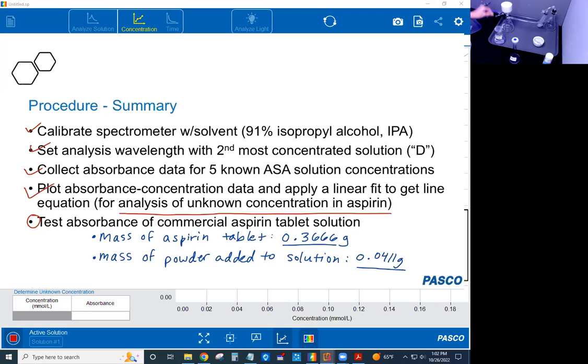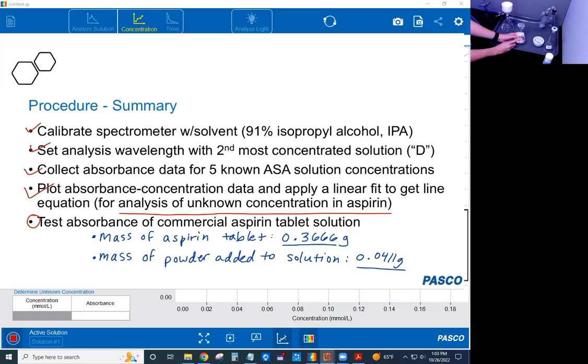Notice I've got where I'm doing the filtering of the solution nicely held in place on a ring stand. You definitely want to make sure that you secure this. You don't want that tipping over. You get your unfiltered aspirin, you filter it through, and you collect your filtered aspirin solution down here. This should contain the acetylsalicylic acid, but not any of the fillers. This is the stock solution that you're going to do your analysis with. Not this one, which should have all been filtered out.